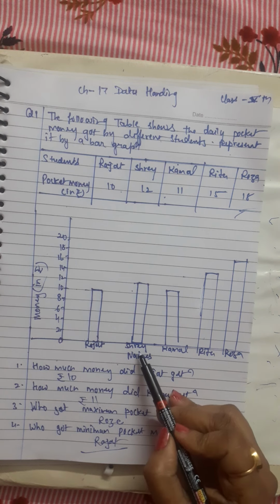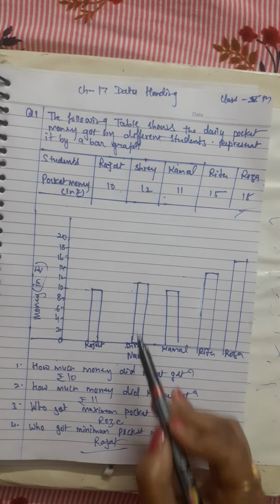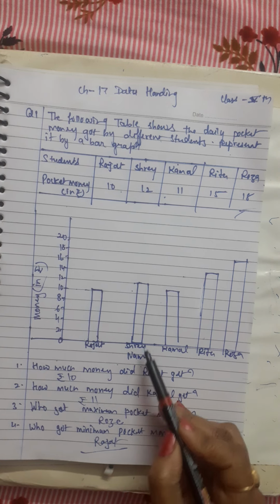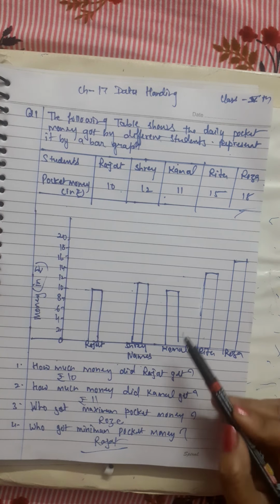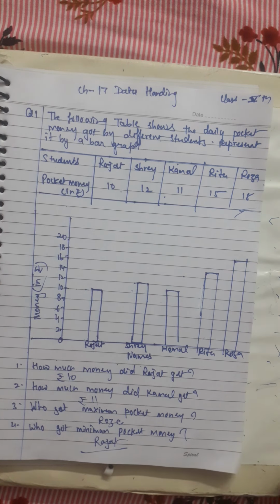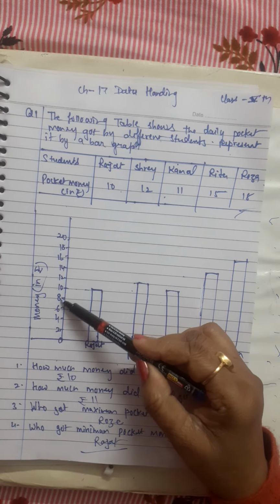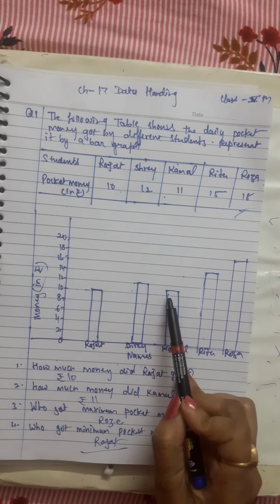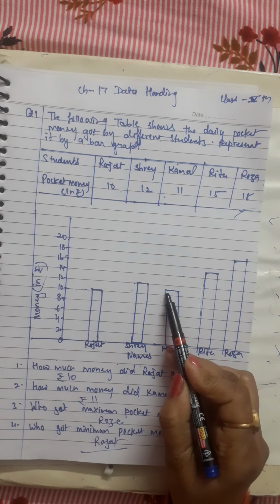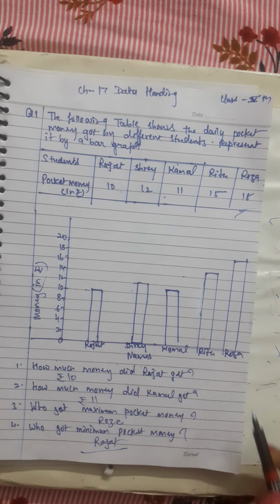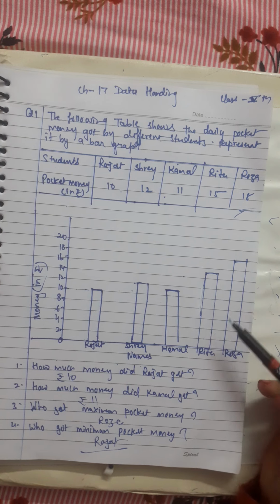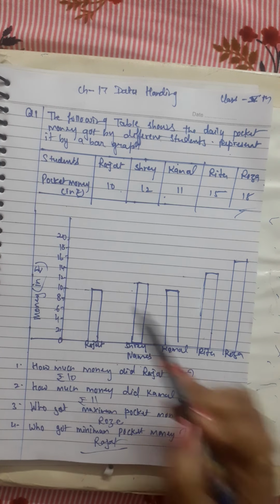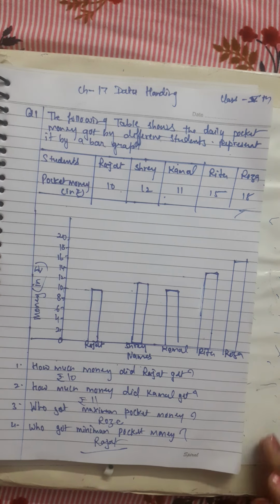Now Shreya got 12 rupees and we will draw a bar of Shreya's money till 12. यहाँ तक, we will draw till here. How much money did Kamal get? Kamal got 11, and because 11 is not there, we have to represent 11 in between 10 and 12. So we will draw a bar of Kamal's money in between 10 and 12. Rita got 15 rupees, same. 15 is not there, so we will draw the bar of Rita's money in between 14 and 16. 14 और 16 के बीच में.